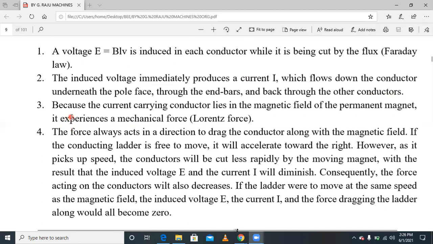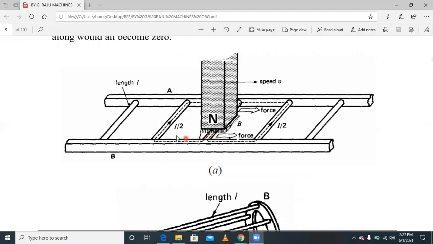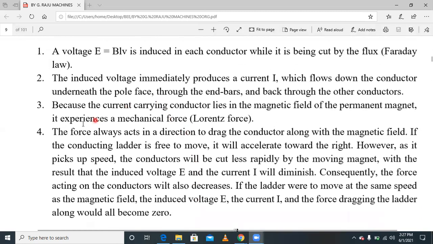Next, third: because of this current, the current carrying conductor lies in the magnetic field. According to Faraday's law and also the Lorentz force, the current carrying conductor lying in the magnetic field of the permanent magnet experiences a mechanical force. That is called the Lorentz force. This is the current carrying conductor, with I by 2 and I by 2, and this is also a current carrying conductor. A current carrying conductor lies in the magnetic field of the permanent magnet and experiences a mechanical force, that is called Lorentz.